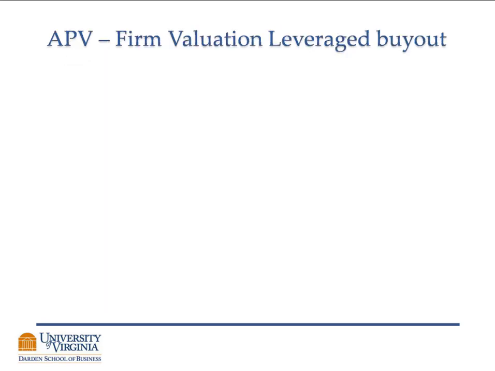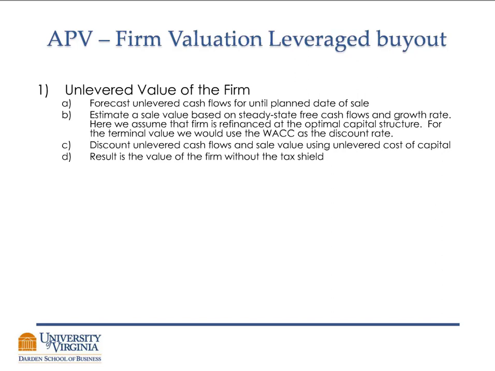Now let's look at how we might do firm valuation in the case of a leveraged buyout. Here, once again, we start with estimating the unlevered value of the firm. We forecast the unlevered flows until the planned date of sale. At the planned date of sale, we estimate a sale value based on steady-state free cash flows and a growth rate. Here we assume that the firm is refinanced at the optimal capital structure. For the terminal value, we choose WACC as the discount rate to estimate the sale value.